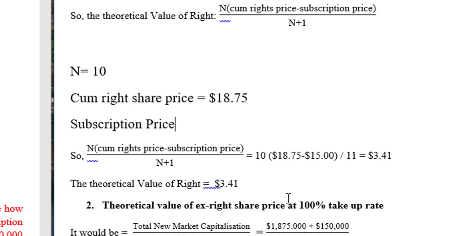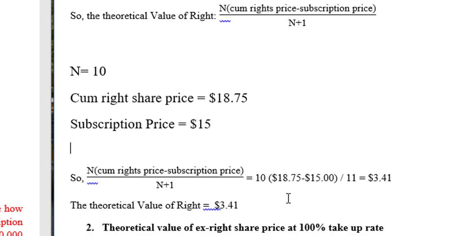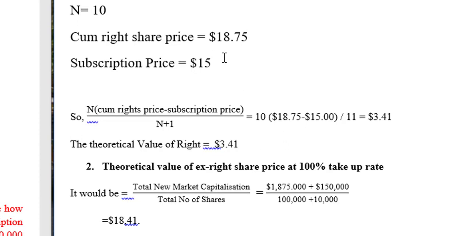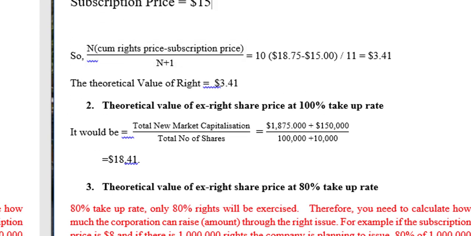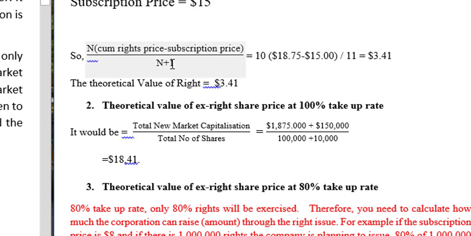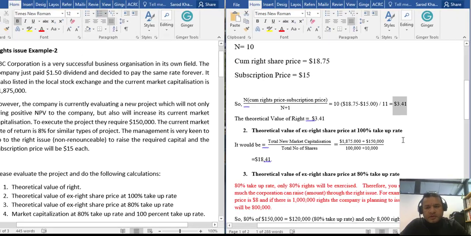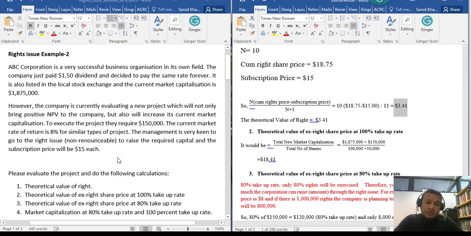Subscription price is $15. So we have all this information. The n is 10, the right share price is 18.75, and the subscription price is $15. If you put everything in this formula, you will find the theoretical value of the right is $3.41.